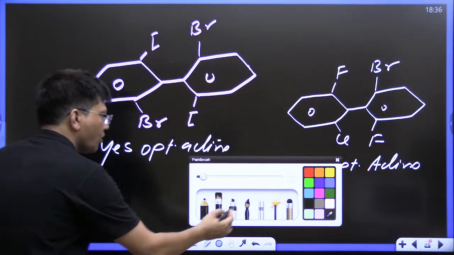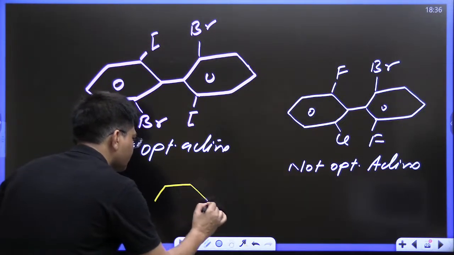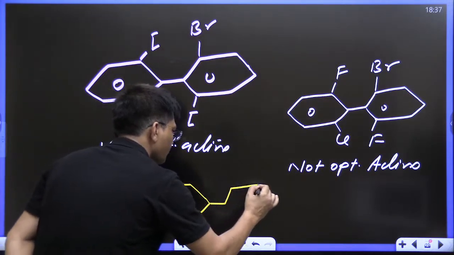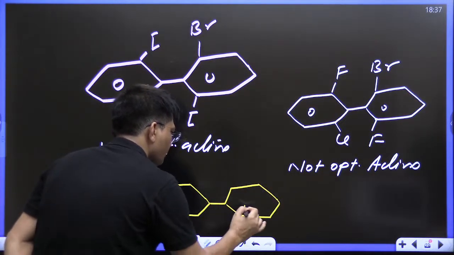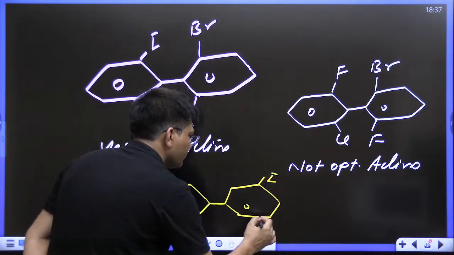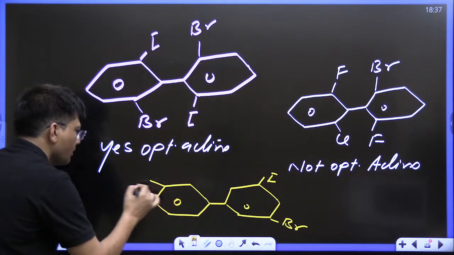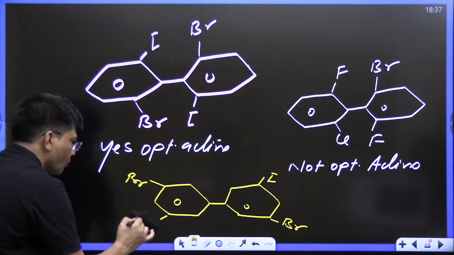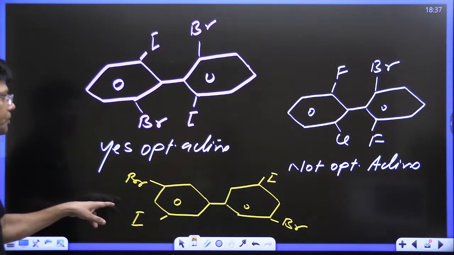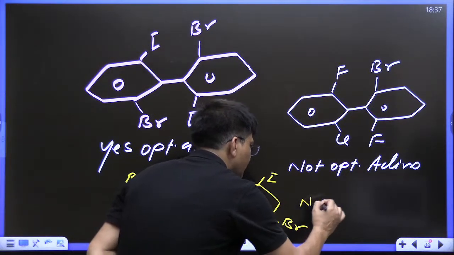Now, if I draw a compound like this, if I write here iodine, bromine, iodine. What will you say? Is this compound optically active? Answer is no, not optically active.